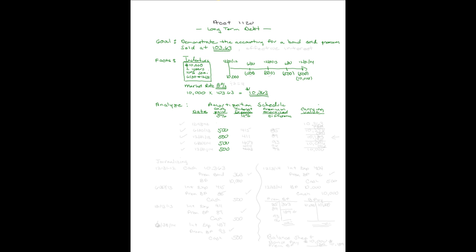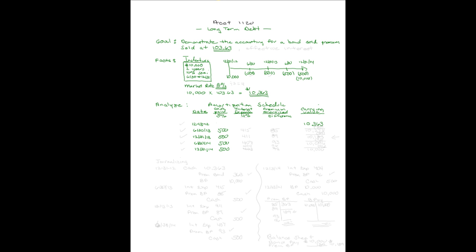You know the dates. We're going to issue the bond on 12/31/12. And then pay interest on 6/30/13 and 12/31/13 and 6/30/14 and 12/31/14. And you know that we're going to start at 10,363 because that's what we sold the bond for. And I'm going to leave you with me while we figure out how to do this. So it starts at 10,363.